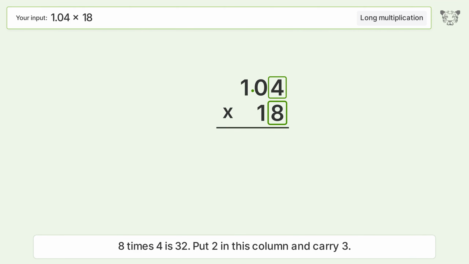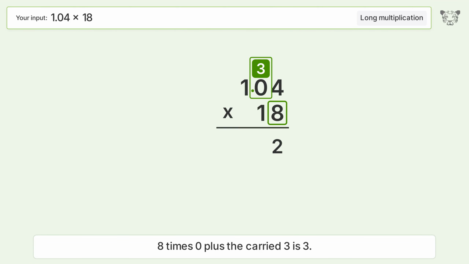8 times 4 is 32. Put 2 in this column and carry 3. 8 times 0 plus the carried 3 is 3. 8 times 1 is 8. The first partial product is 832.